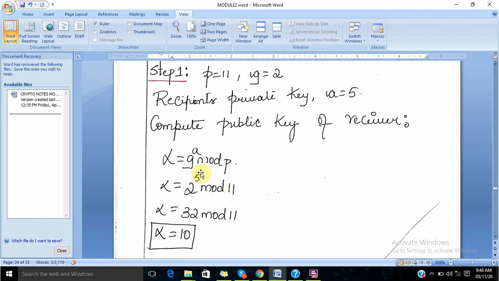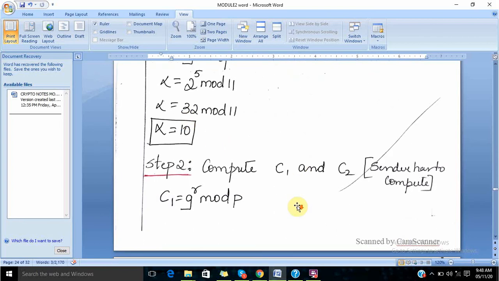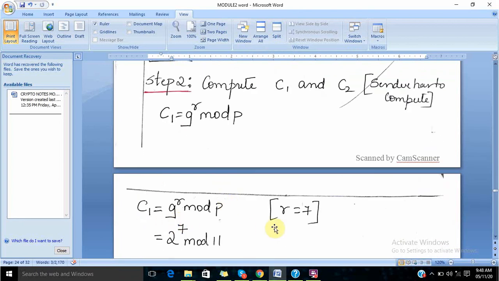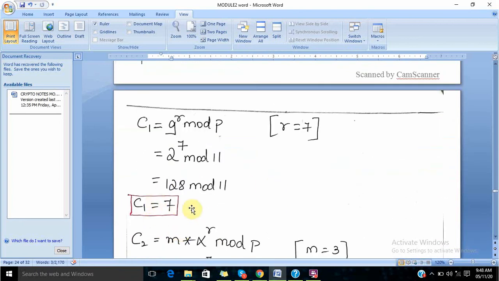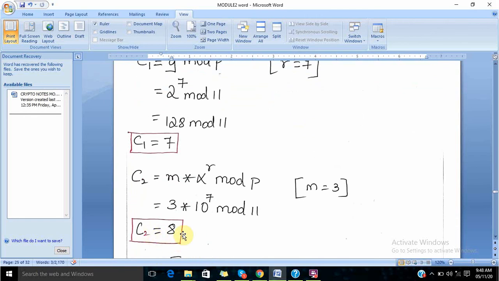You substitute it, it's very simple mathematics. You get alpha is equal to 10. All the steps are done here. So you get the public key, alpha is equal to 10. Once we get alpha, we find C1 and C2. The C1 formula is G to the power R mod P. Substitute the respective values which are given, and you get C1, which is 7. Then find C2, which is M into alpha to the power R mod P, and you get C2 is equal to 8.